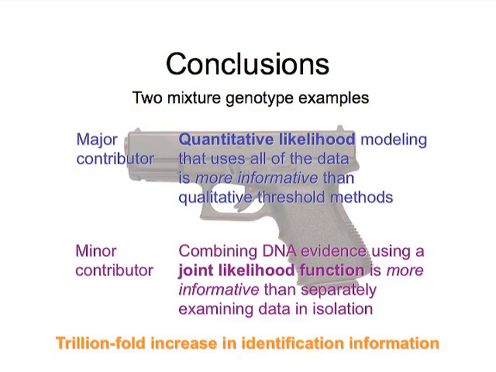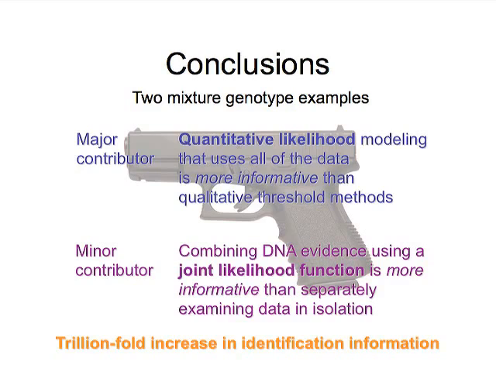So in conclusion, we looked at two mixture genotype examples. We looked at the major contributor and the minor contributor, and this is what we found. With a major contributor, we saw that there's a quantitative likelihood function, and that model uses all of the data. It doesn't use what some threshold says, well, maybe we should go over 40 or maybe over 50, or some other lab would say 150. I won't get into the philosophical issue of what is an allele. Let's not go there.